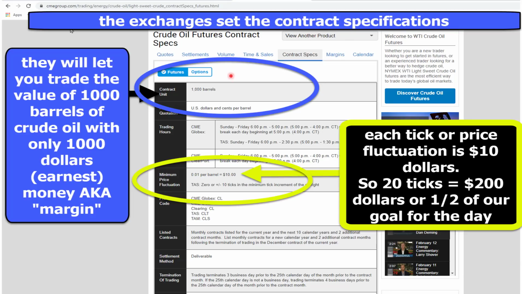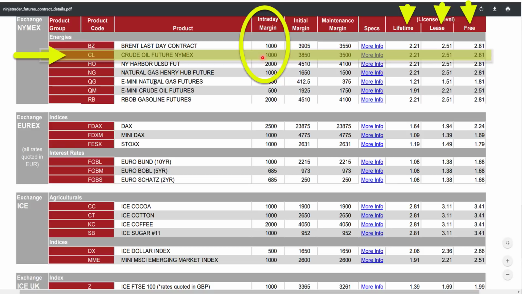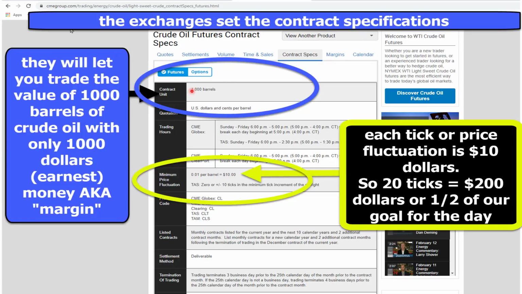And what that means for us, and again, I'm going back to the exchange website, is that the exchange and the brokerage firm will let you trade the value of 1,000 barrels of crude oil for $1,000. So if crude oil is at $50 a barrel, essentially they're allowing you to trade $50,000 worth of crude oil for only $1,000, which creates leverage. And what this means for us is right here in the minimum price fluctuation. One cent, or one tick we call it, or one price fluctuation, for us is going to be worth $10. So if we make 20 ticks buying and selling, we're going to make $200 on one contract. And remember, our goal for the day is $400 a day. So we really need to make 40 ticks on crude oil.